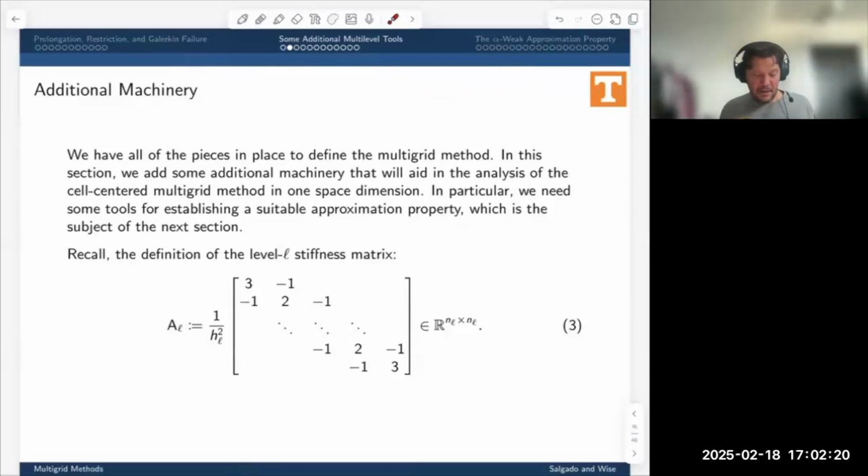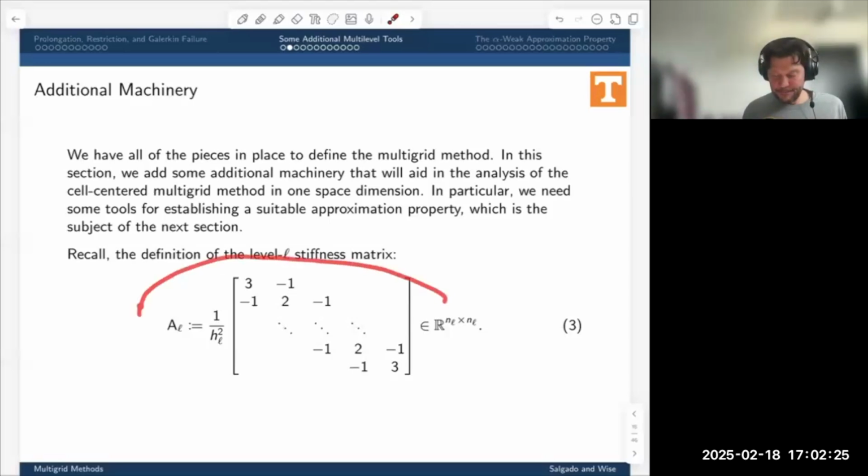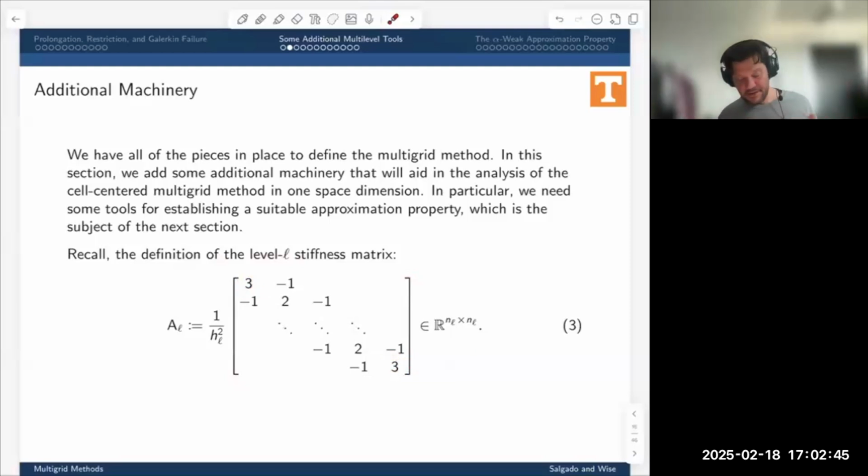Before I get there, let me remind you of our definition of the level L stiffness matrix. It's always good to throw this back up on the screen. The level L stiffness matrix is the same as the usual stiffness matrix, more or less, except that we've got this weird 3 and 3 here. But nicely, the eigenvectors are still nice for this stiffness matrix, and the eigenvalues are still pretty nice. We can do a lot of things. It just doesn't have a constant diagonal.